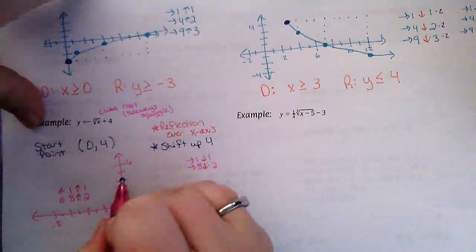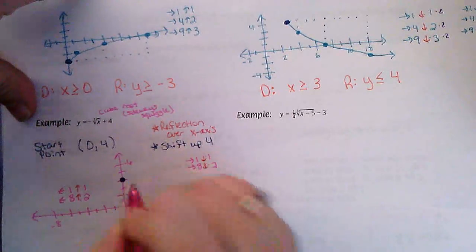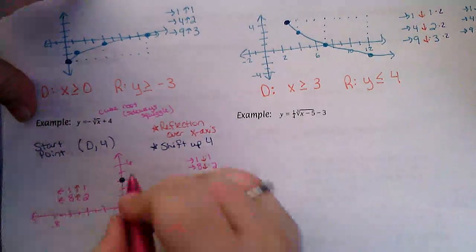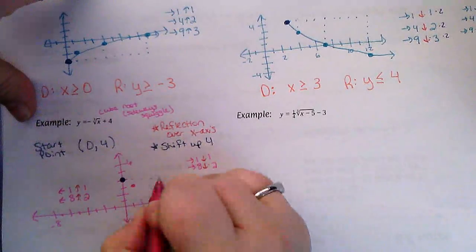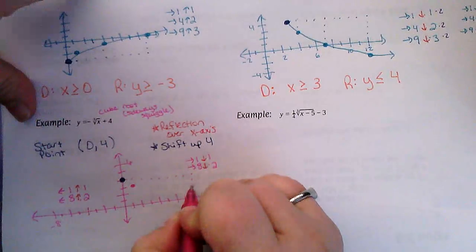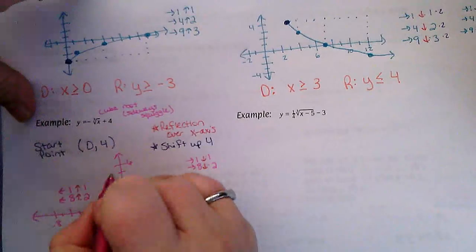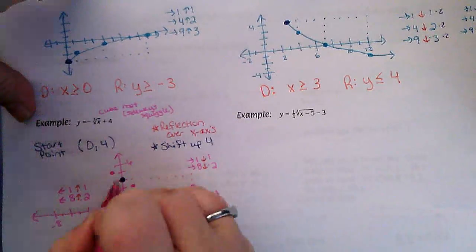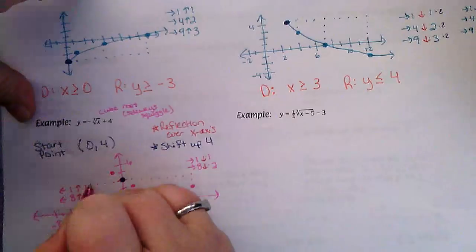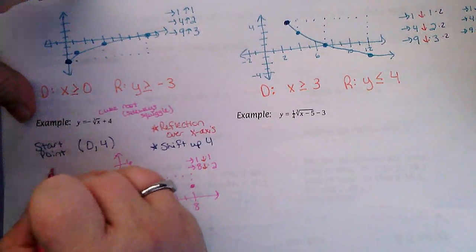So here when I go right 1, I'm now going to go down 1. Go back to your start point. When I go right 8, I'm going to go down 2. On the left side, when I go left 1, I'm going to go up 1. And when I go left 8, I'm going to go up 2.